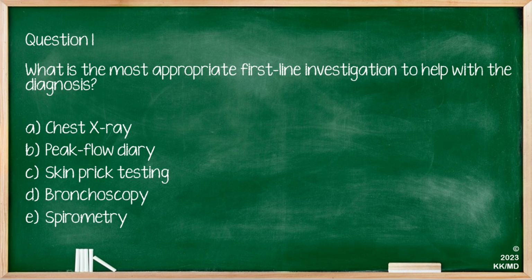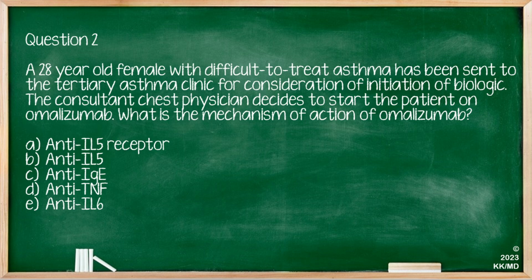Now, you'll remember when we discussed this that the peak flow diary is really important when first making a diagnosis of asthma, particularly when an occupational exposure is thought to be the trigger. So B is the correct answer. Question 2. A 28-year-old female with difficult to treat asthma has been sent to the tertiary asthma clinic for consideration of initiation of biologic. The consultant chest physician decides to start the patient on omalizumab. What is the mechanism of action of omalizumab?